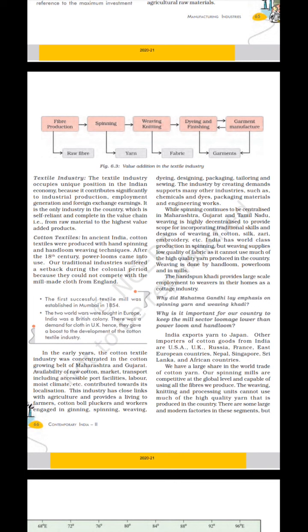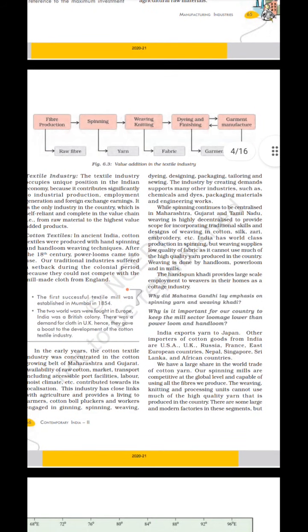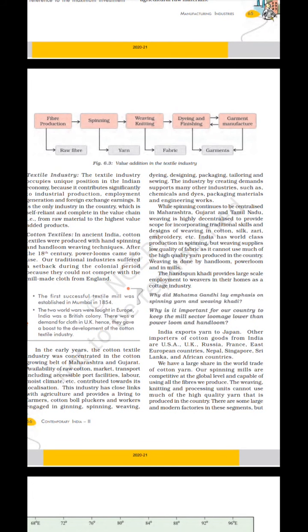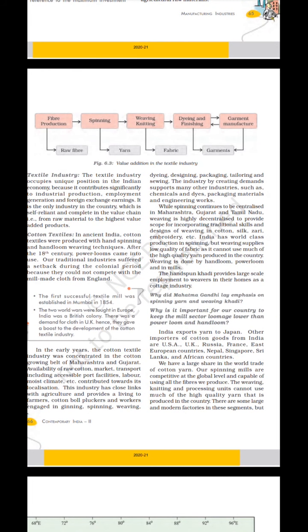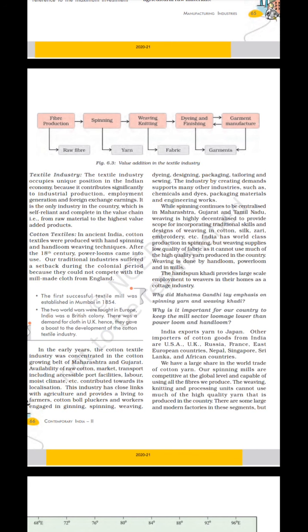Availability of raw cotton, market, transport including accessible port facilities, labor, moist climate, etc., contributed towards its localization. This industry has close links with agriculture and provides a living to farmers, cotton boll pluckers and workers engaged in ginning, spinning, weaving, dyeing, designing, packing, tailoring and sewing. The industry, by creating demand, supports many other industries such as chemicals and dyes, packaging materials and engineering works.